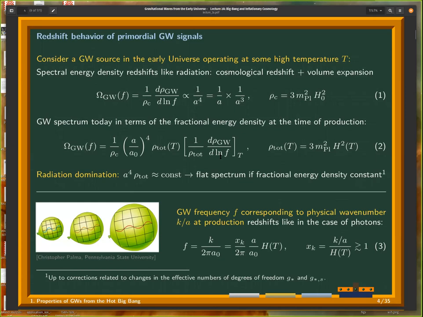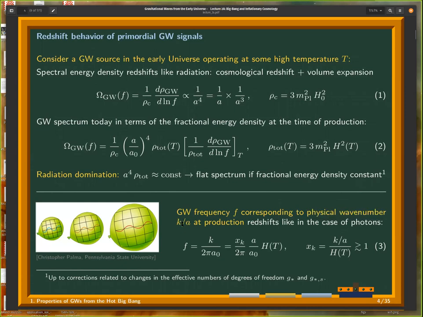All right, so this is a statement about the spectrum itself. And you can also look at the behavior of the gravitational wave frequency. So now I want to consider, again, a process that takes place at some temperature T in the early universe, and that produces gravitational waves that correspond to some physical wave number, k over a.